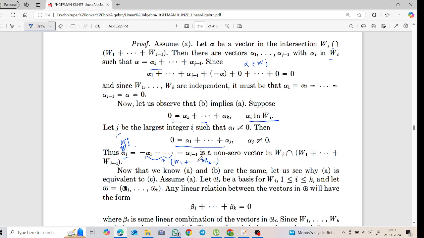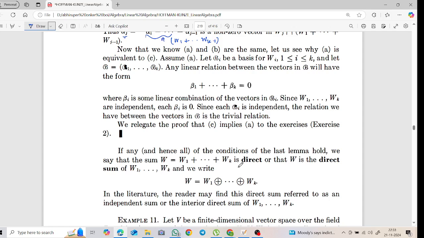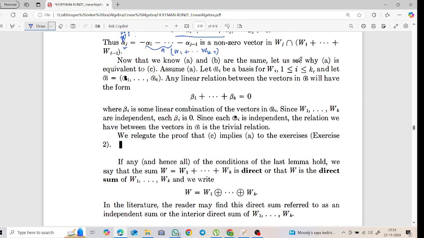And in this way, you can show that alpha j is 0, which is a contradiction because alpha j was supposed to be the largest index for which alpha is not 0. So alpha j in particular is not 0, but here you get alpha j is 0. So here we have the equivalence. Now they will show that A is equivalent to C. Let us see why A is equivalent to C.